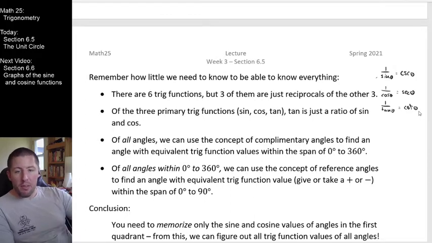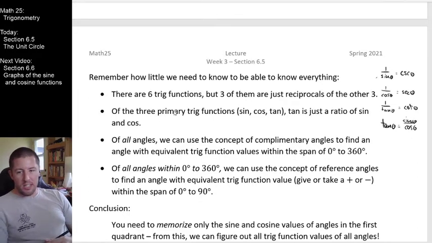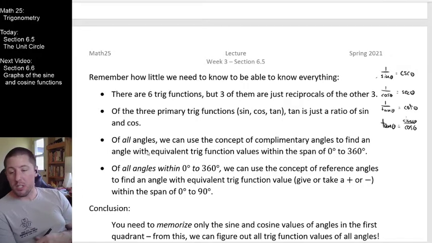Also, of the primary 3, sine, cosine, and tangent, tangent's just a ratio of sine and cosine. So what these first 2 bullet points are telling us is, really you just need to know sine and cosine. There's 6 trig functions, but if you knew 2 of them, you've got all 6. Secondly, of all angles that could possibly ever exist, we can use the concept of coterminal angles to find an equivalent angle within 1 revolution that will have all the same trig function values as ours.